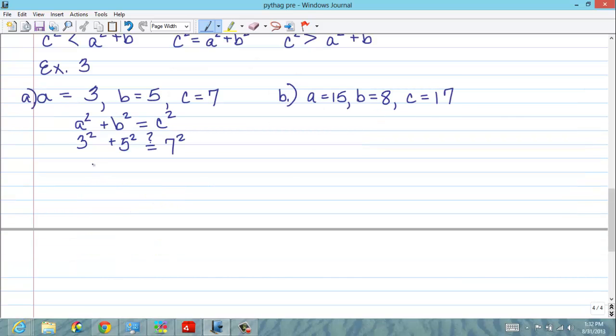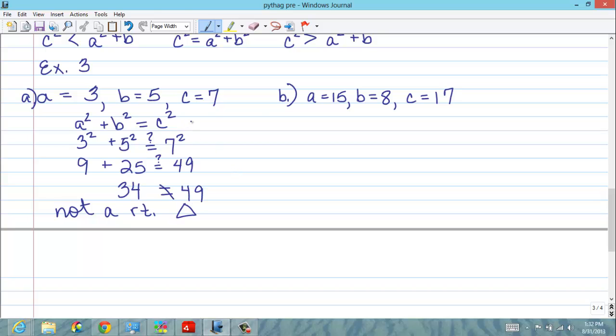Let's go ahead and evaluate the powers. So we'll have 9 plus 25, and the question is, will it equal 49? When we add 9 and 25, we get 34. And 34, I can tell you, does not equal 49. What does that mean? That this is not a right triangle. And I'm going to abbreviate here. Not a right triangle. That's the answer.